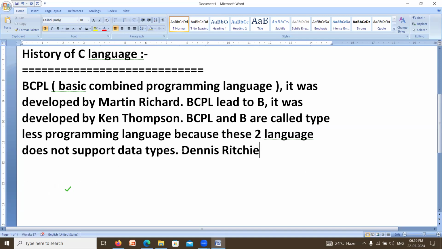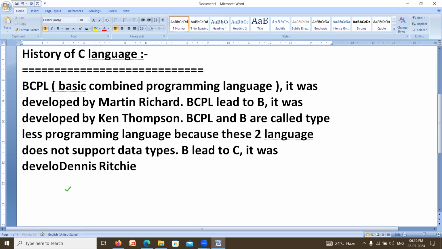He is a person who developed a new programming language with the introduction of data types and named it C, the second letter of BCPL. So C is a language which was developed from B. B led to C.